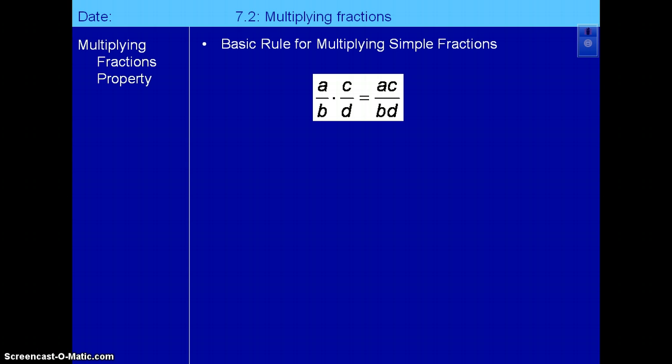One of them is a over b, and one of them is c over d. The product can be found by multiplying a times c for the numerator and b times d for our denominator. And that's it for multiplying fractions.